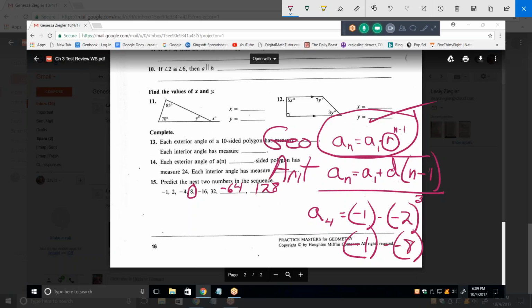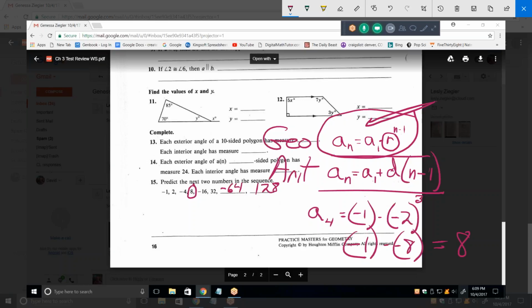When I cube minus 2, that answer is 8. That's what my fourth term is. Therefore, that's the correct general formula. In other words, that's a great way to test whether or not you have memorized the general formula properly.